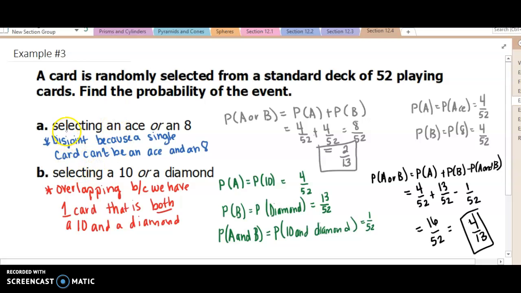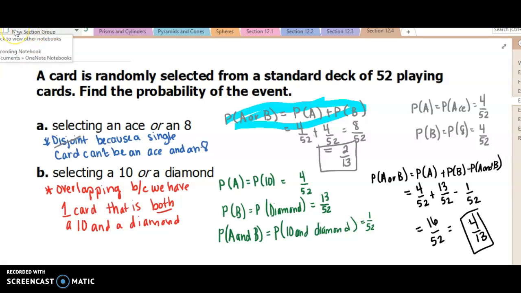All right, let's look at part A. So we want to find the probability of selecting an ace or an 8. Okay, so we're going to ask ourselves, can a single card be an ace and an 8? No, it can't. Those are two totally separate numbers. So therefore, it is disjoint. And because it is disjoint, we're going to use this formula. Okay, so probability of A, the probability that it's an ace, is just 4 over 52. We're going to let the probability of B be the probability that it's an 8, which is also 4 out of 52. So when we add those, we get 8 out of 52, which reduces to 2 out of 13.